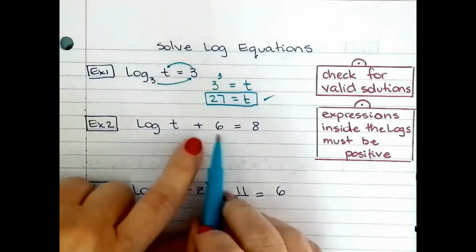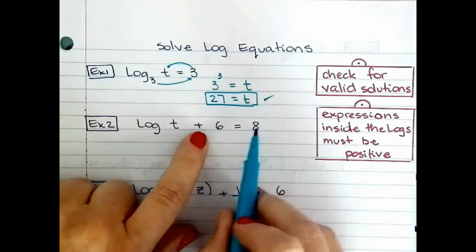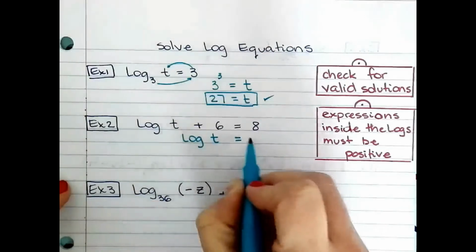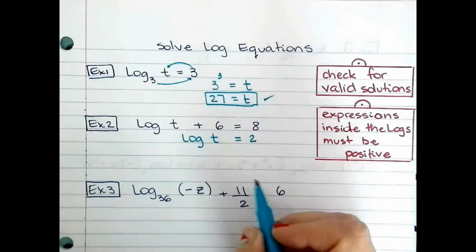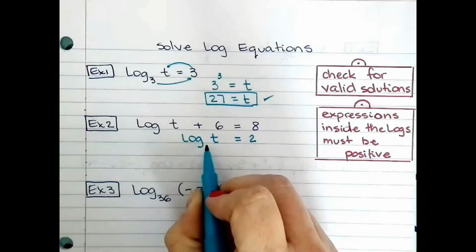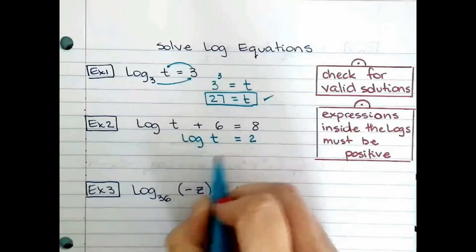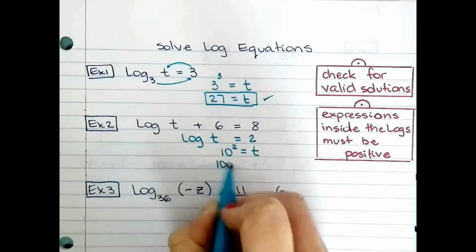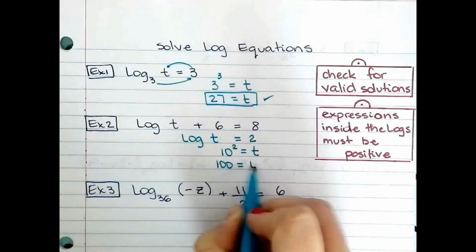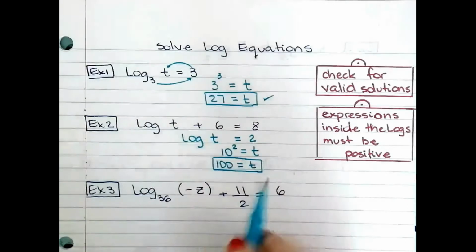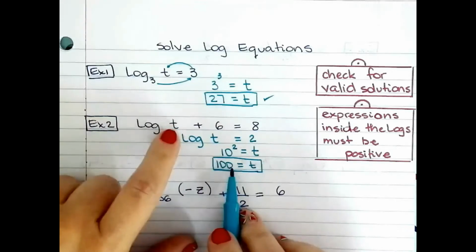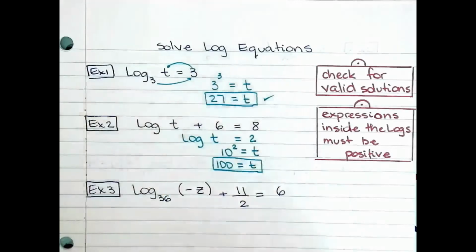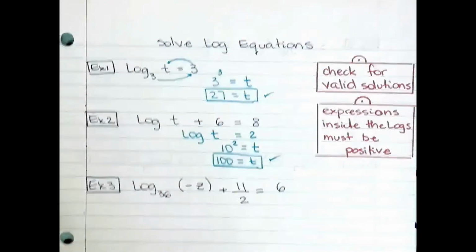Okay, for the second one, you need to subtract 6 from both sides before you do anything. So take away 6, you have log of t equals 2. Now you rewrite this. Remember, when the base is not there, the default base is 10. So 10 to the power of 2 equals t. 10 squared is 100. And when you replace t with 100, that will give you a positive expression for log. Therefore, that's a valid solution.